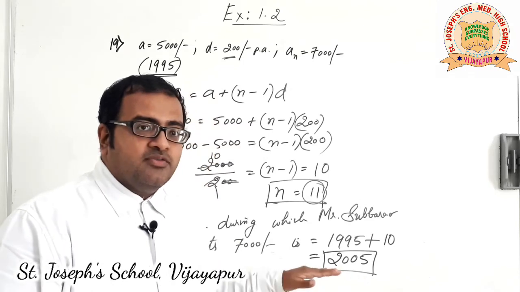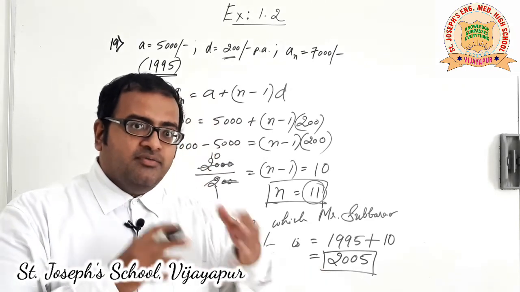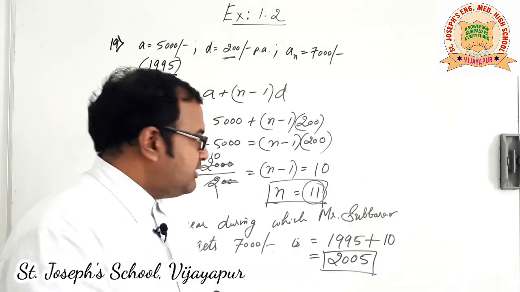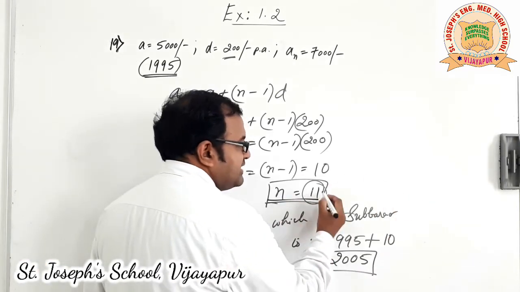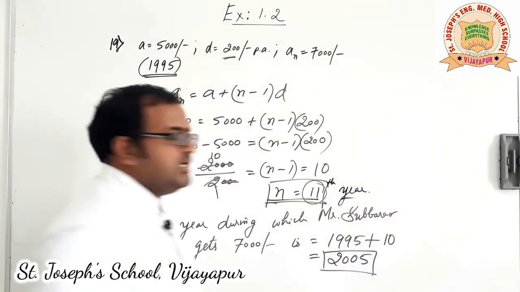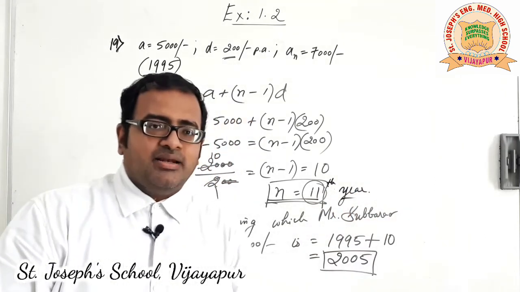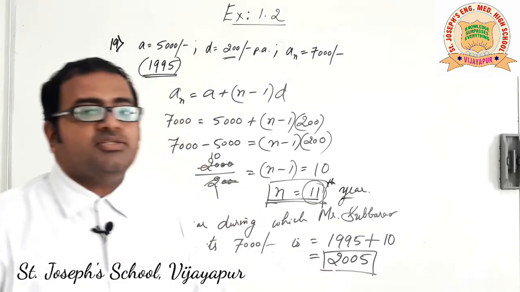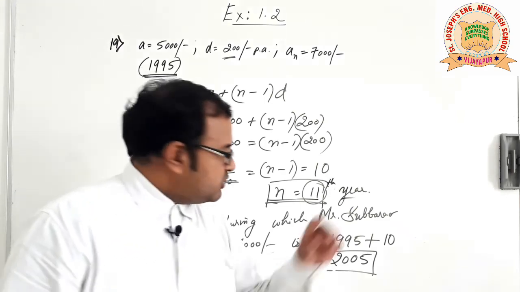So this 2005 is the year in which he gets it. So if you are comparing from the first on which year it is coming, you will have to concentrate on this. n is the 11th year. So we call it the 11th year, he gets the 7,000 rupees salary. But if you want to mention the year which it was, you will have to say it is 2005. It's better to write both.